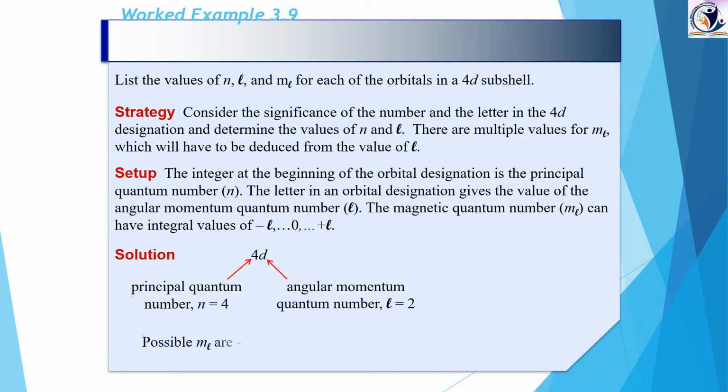Okay. Now, coming to the possible ml values. ml values are minus l to plus l. Minus l in the sense minus 2 to plus 2. In between what will be there? Minus 2, minus 1, 0, plus 1 and plus 2. These are the 5 orientations of the D orbital. I hope you all understood very clearly, children. Okay, we will see with some more examples.